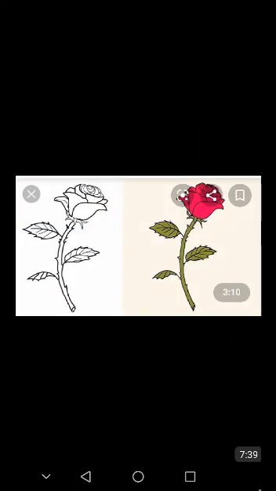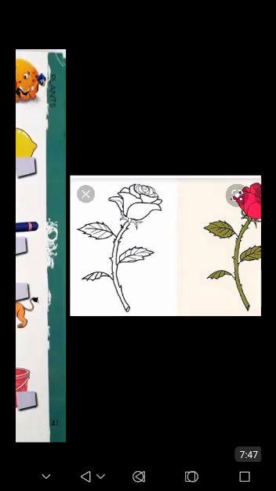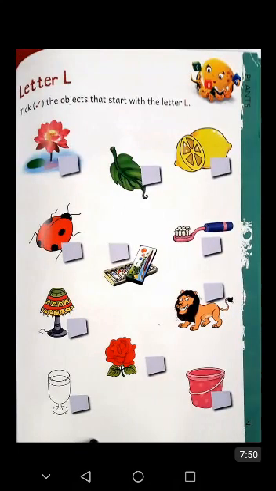Now students, after this you draw the flower and after that color the flower. Okay. Now open page number 41 of your Icon Explorer book number 3. Students, in this page you see various objects, and from these objects you tick only those that start with letter L.